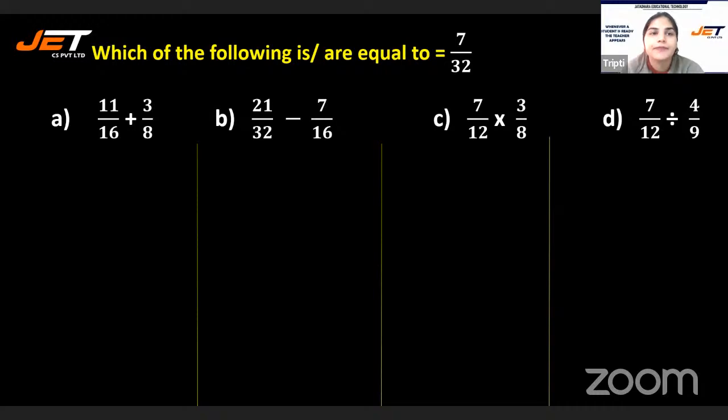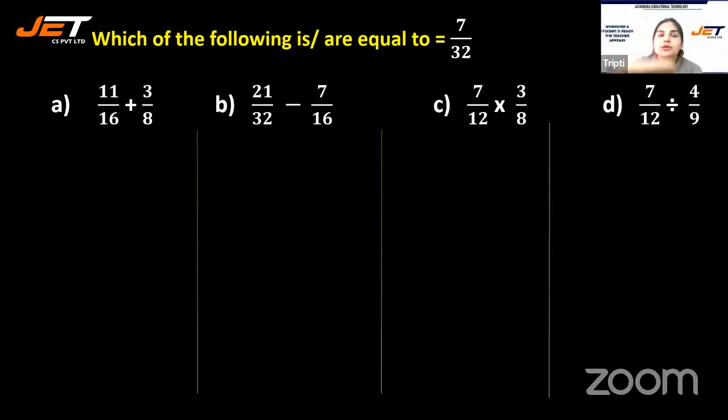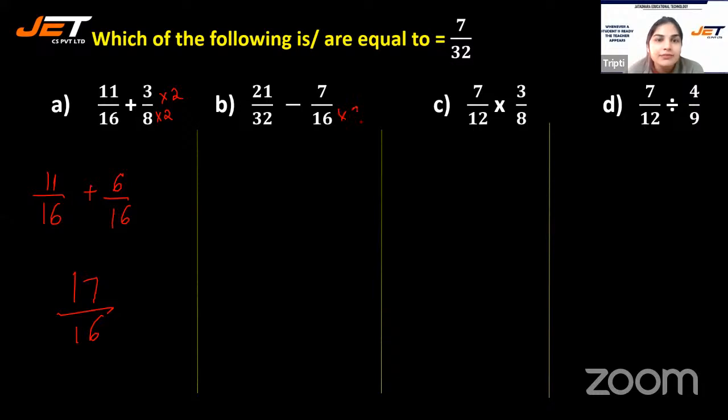Time is up. Let's see how to do. So here, let's make the denominator same. I'll multiply it by 2 because I'll get 16 then. 11 by 16 plus 3 times 2 is 6. 8 times 2 is 16. 11 plus 6 is 17 by 16. Now, 16 times 2 is 32. I know that. 21 by 32 minus 14 by 32.